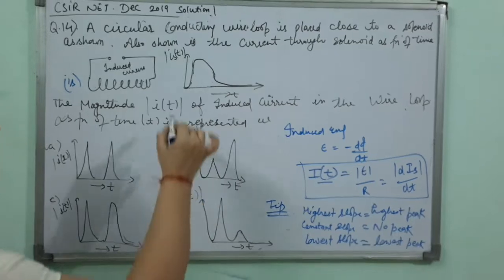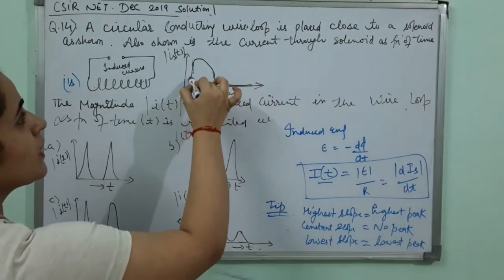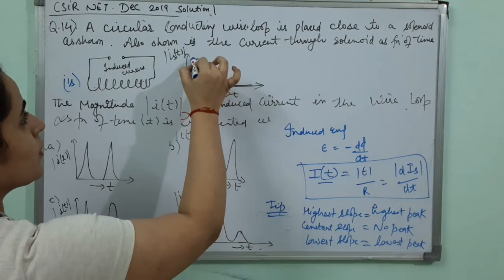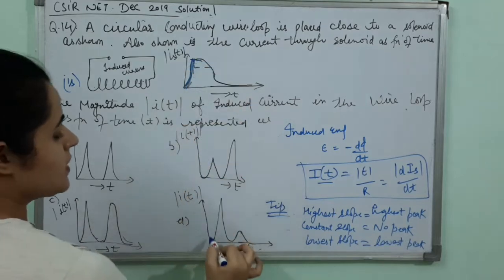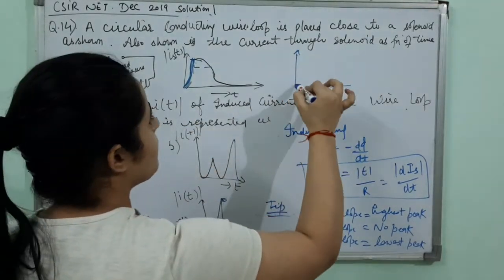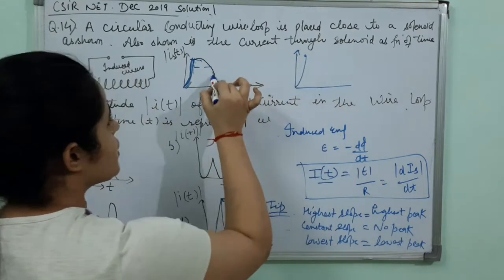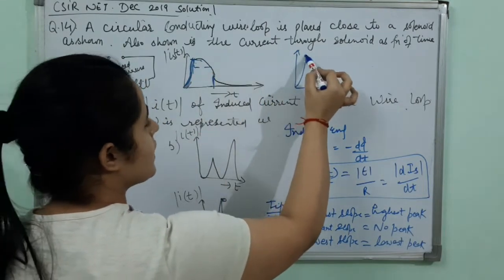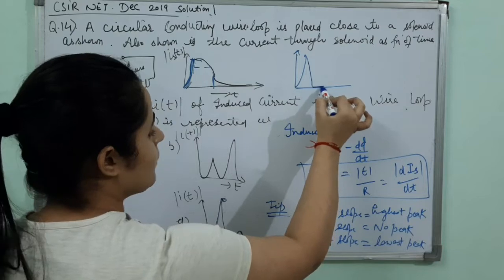Just see this graph, this will be the highest slope. That means highest peak, okay. Highest slope means highest peak. Now this will be the low one. Now there will be a constant, so coming back, there will be no slope.